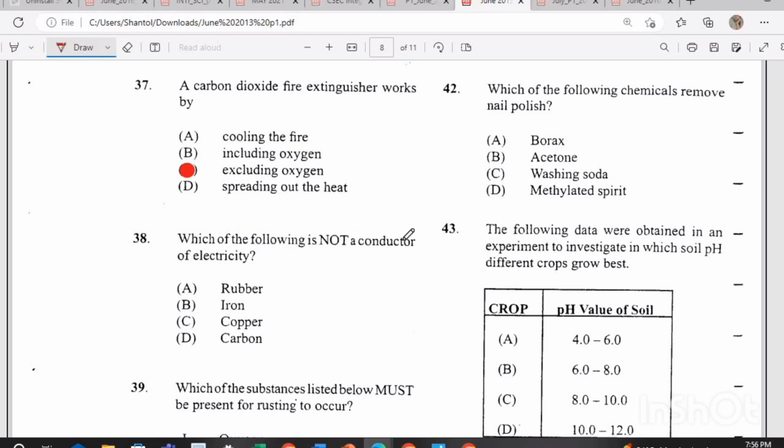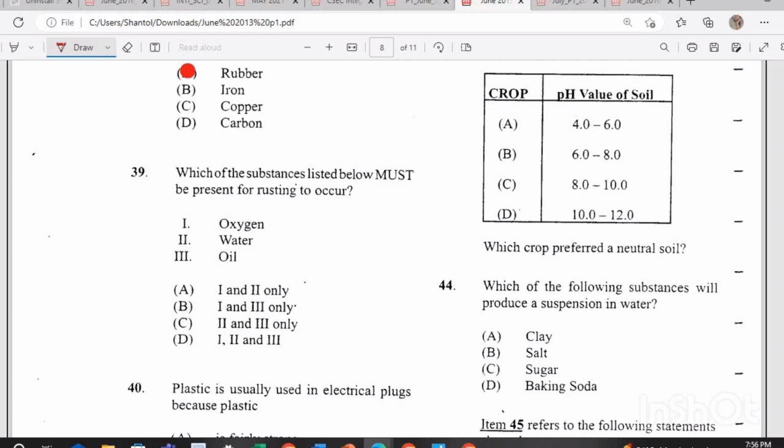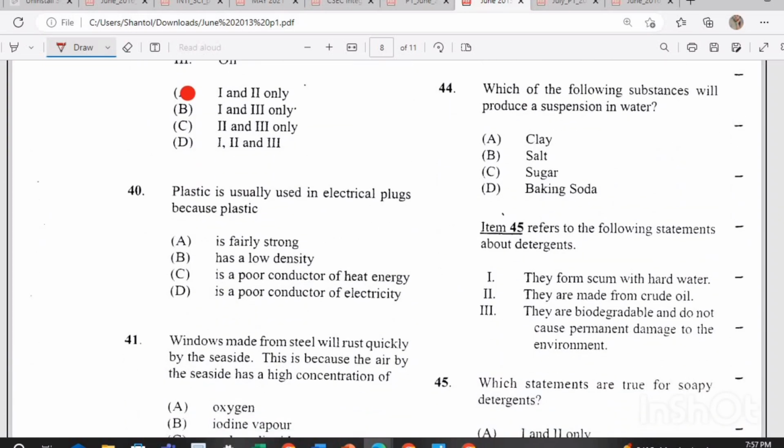38. Which of the following is not a conductor of electricity? Easy, easy. The answer is A, rubber. 39. Which of the substances listed below must be present for rusting to occur? Is it oxygen, water, or oil? The answer is A. Only water and oxygen must be present for rusting to occur. Oil would actually prevent rusting.